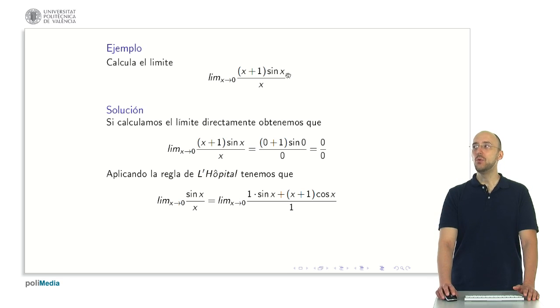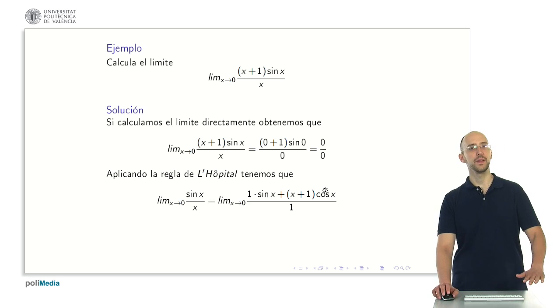When applying L'Hopital's rule, we start with differentiating the numerator. Let's take a closer look at the numerator. It's a product, so we apply the product rule, which is straightforward. The product rule involves the derivative of the first term, which is 1, multiplied by the second term sine of x, plus the first term without differentiating, multiplied by the derivative of the second term, which is cosine of x.